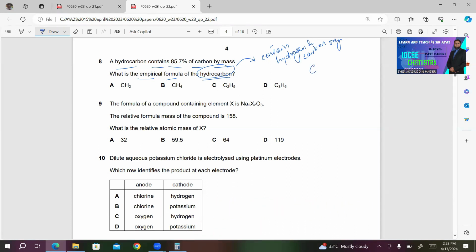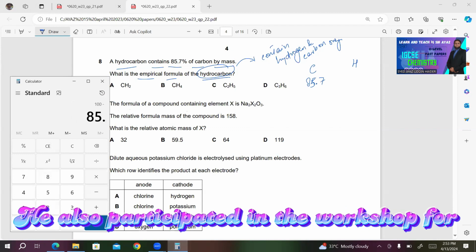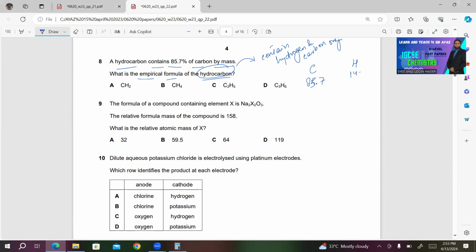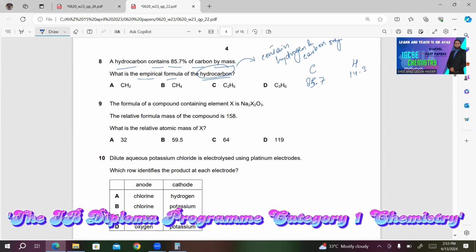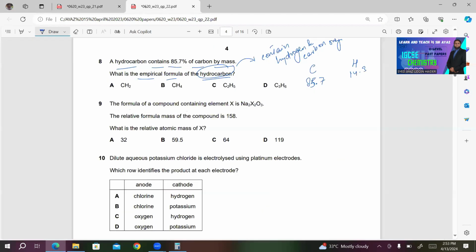So I will write C here. It's 85.7. Hydrogen, 100 minus 85.7, 14.3. AR of carbon is 12. Hydrogen, it's 1. So I will divide 85.7 by 12 and 14.3 by 1.